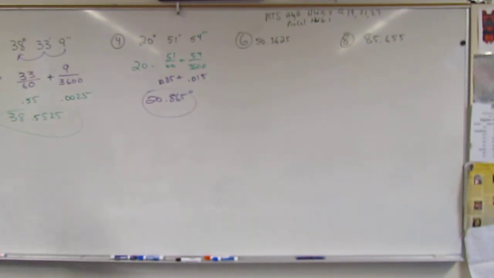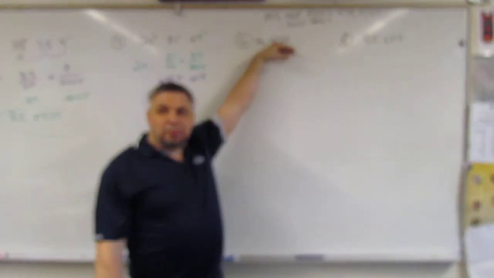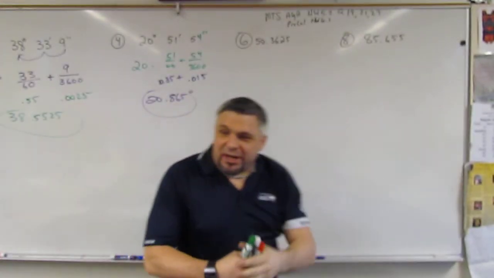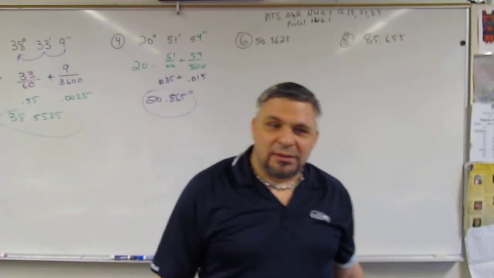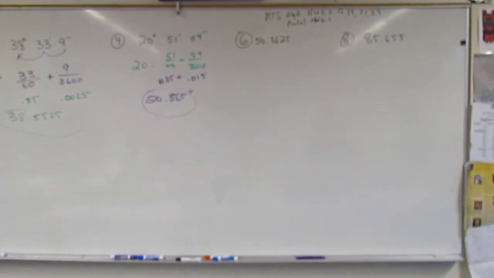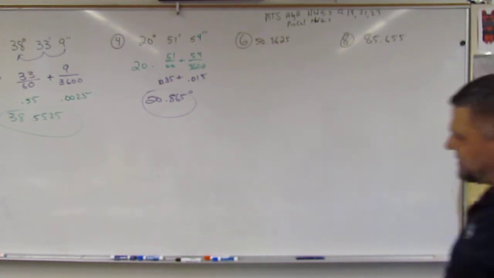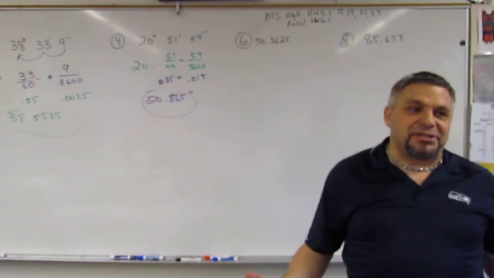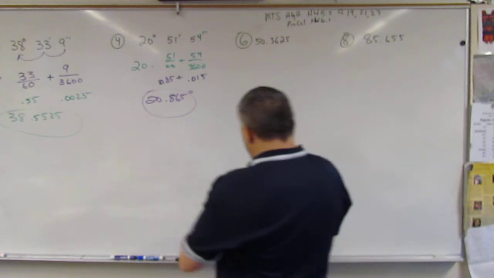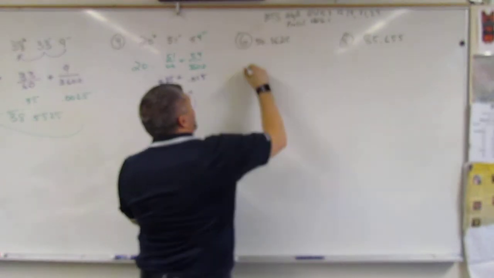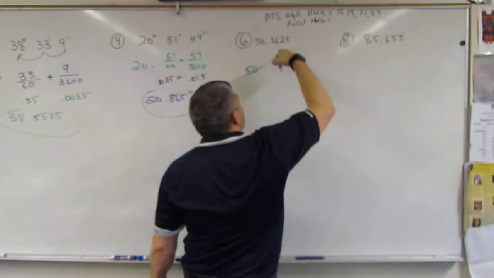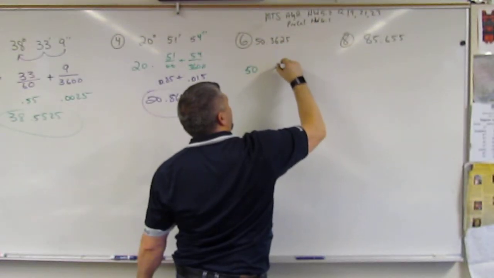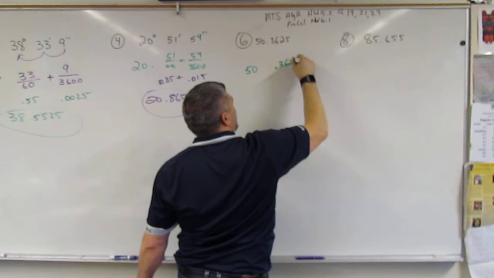So now we're going to take the decimal, right? And we're going to get to the minutes and seconds. This one's a lot easier. First of all, does the 50 change? Nope. So the 50 is good to go. But what are we gonna do with that 0.3625? Bring over.